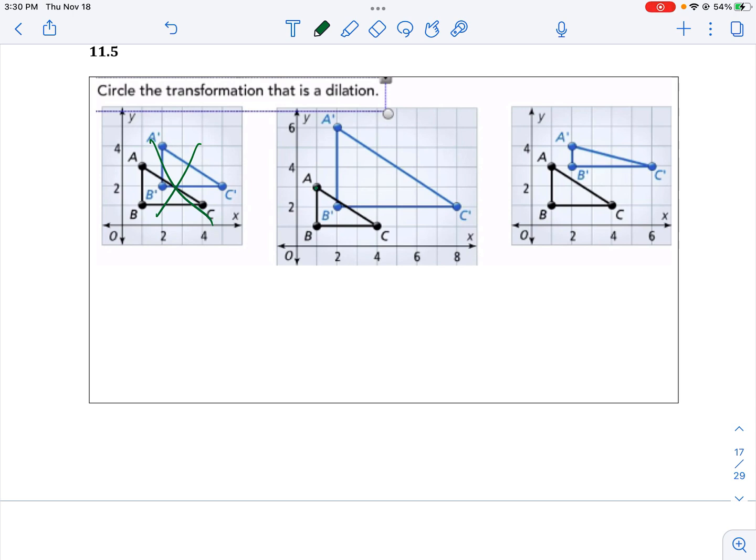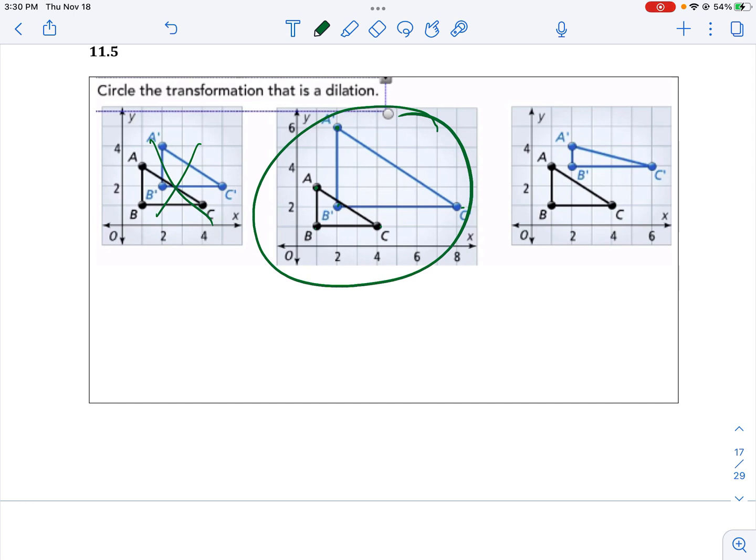Here, if you look from A to A prime, and B to B prime, C to C prime, the blue triangle looks noticeably larger than the black triangle. This is a dilation. This is called an enlargement, where the shape gets larger. So you took your original, which is the black triangle, you enlarged it to get the blue triangle.